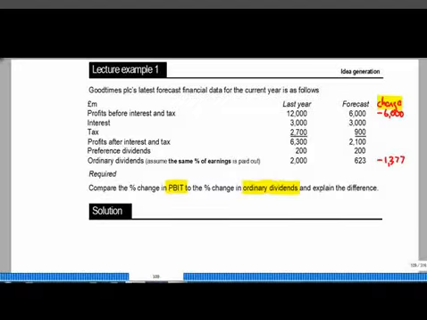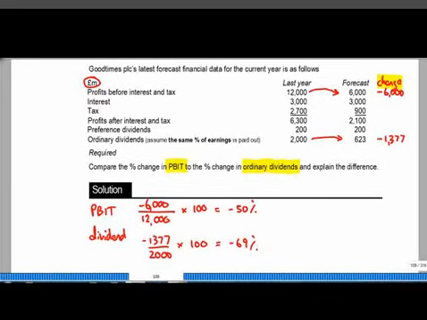Okay, well, we can see that profits have fallen before interest and tax by 6,000 million, and the ordinary dividends have fallen by 1377 million. So to work out the percent changes, starting with profits before interest and tax, comparing against last year when profits were 12,000, we've seen a fall of 6,000. That's a fall of 50%. And similarly for dividends, last year dividends were at 2,000, they've fallen by 1377. As a percentage, that's 69%.